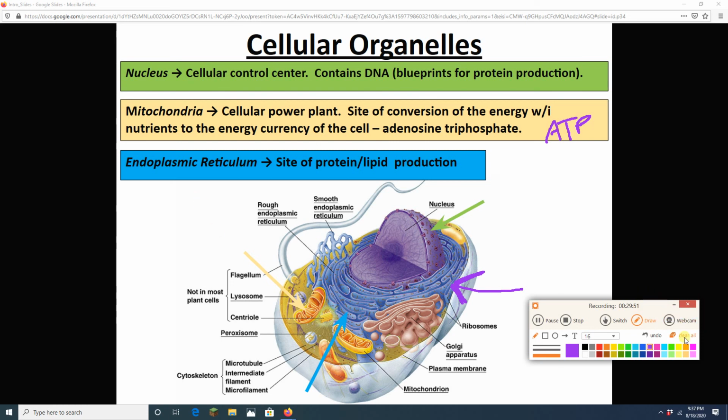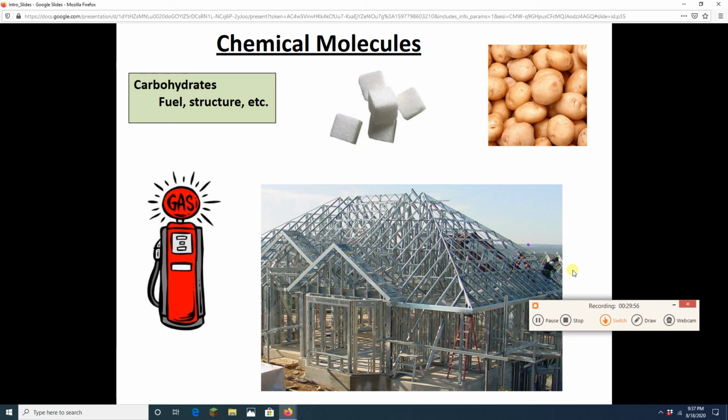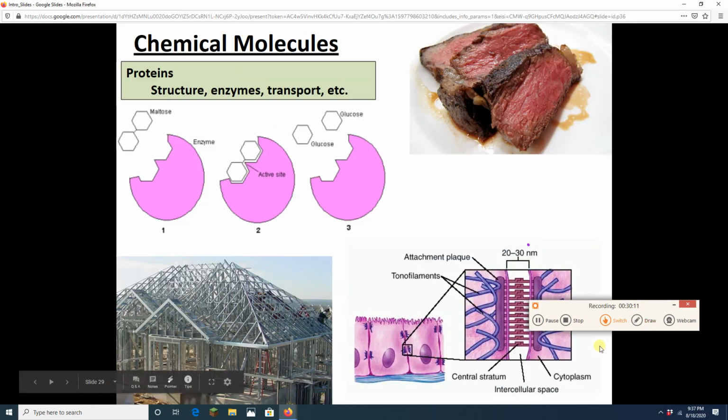All right. With that, we are so close to being done with levels of structure. We've got chemical molecules making up our organelles in our cells, including carbs, which are important for fuel and structure. Every time you're eating sugar or potatoes, you're eating carbs. The body uses them for both fuel and for building things. Proteins, in that delicious steak, your body uses proteins to build things, so for structure. Also for enzymes, so chemical reactions happen. Proteins are important for transport, for muscle contraction, and for so much more.